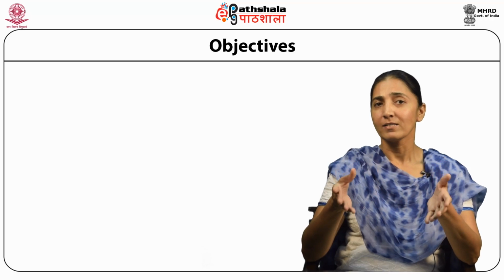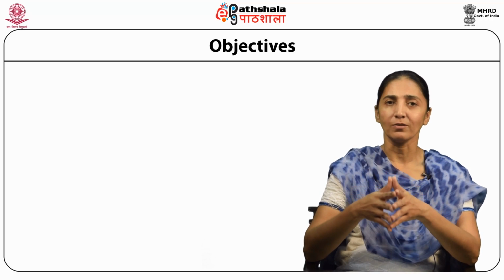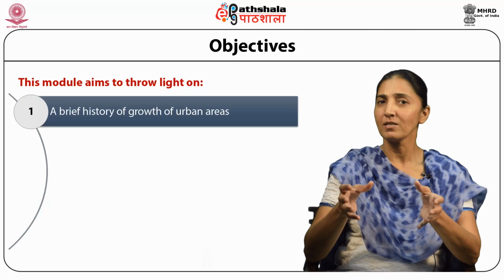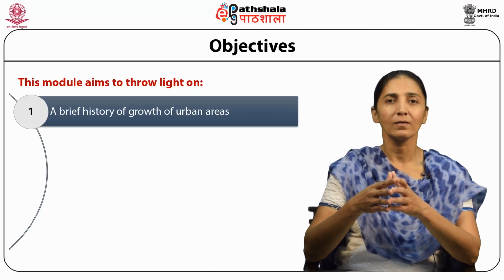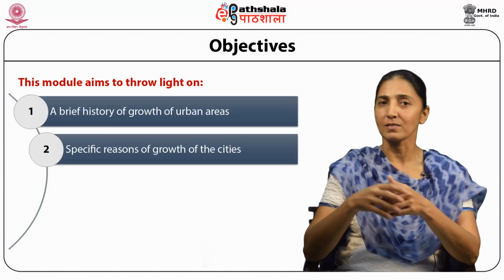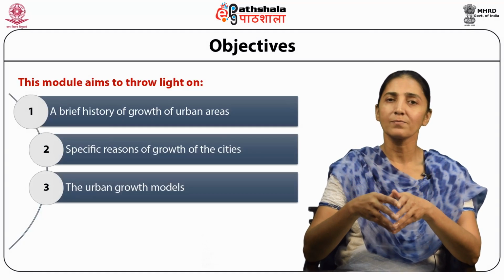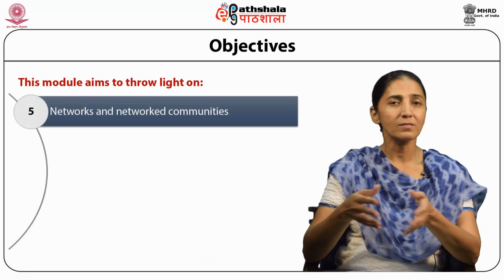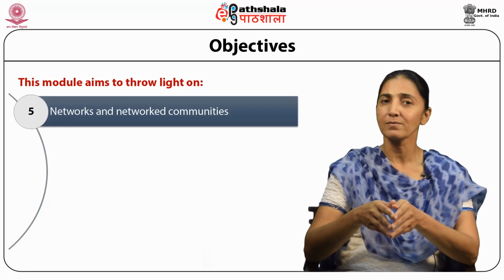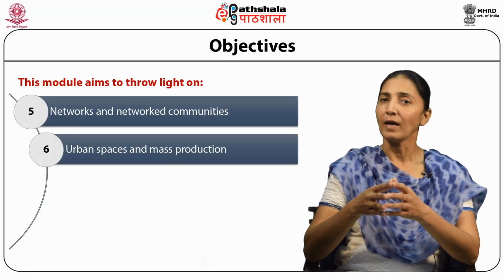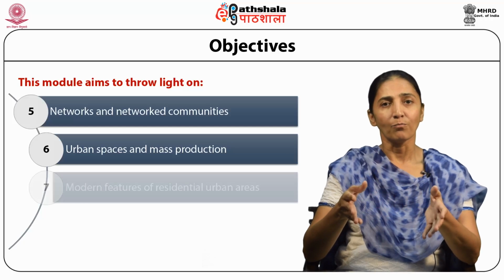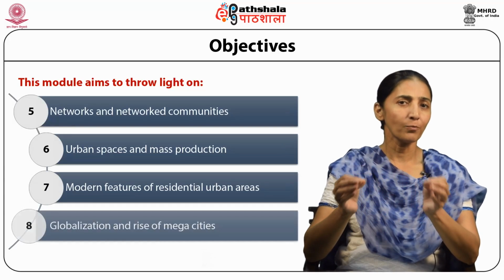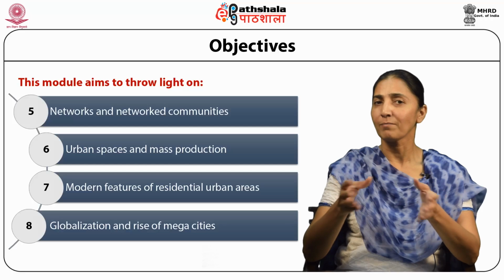So first of all, let us look at the aims of this module. This module aims to throw light on a brief history of growth of urban areas, the specific reasons of growth of the cities, the urban growth models, old and new urban forms, networks and networked communities, urban spaces and mass production, modern features of residential urban areas, and globalization and rise of the megacities.